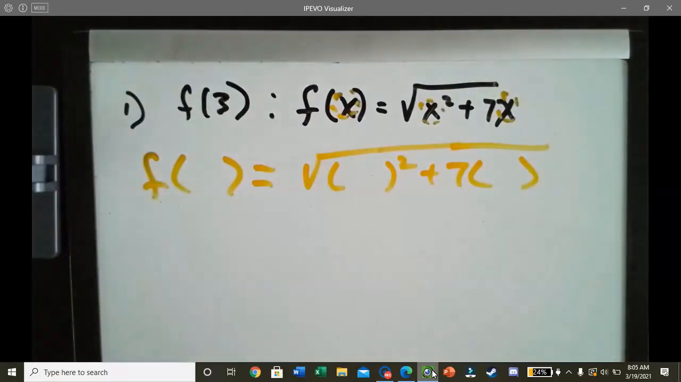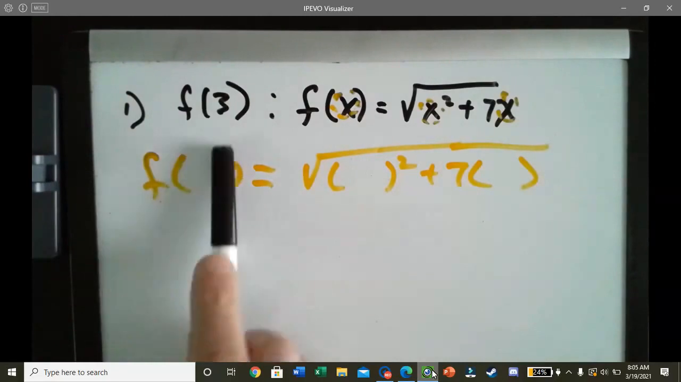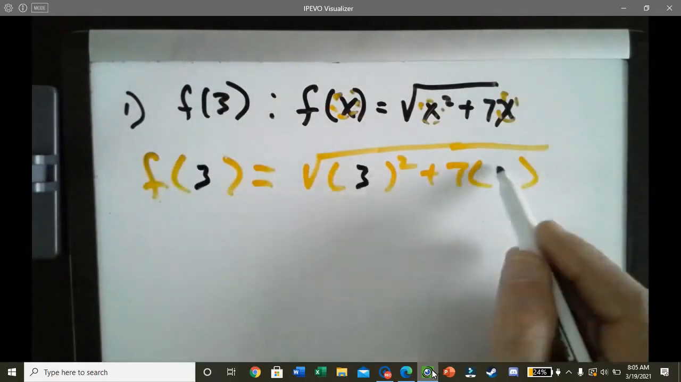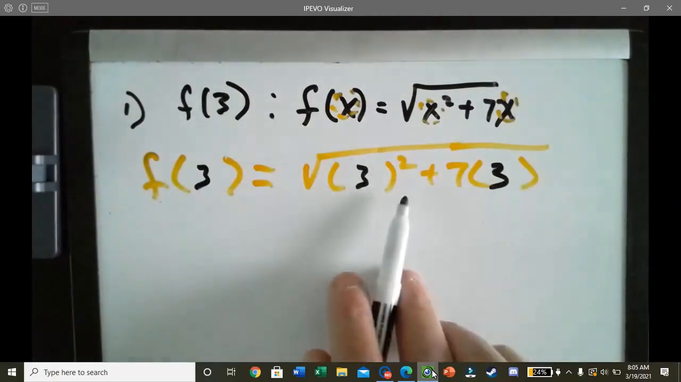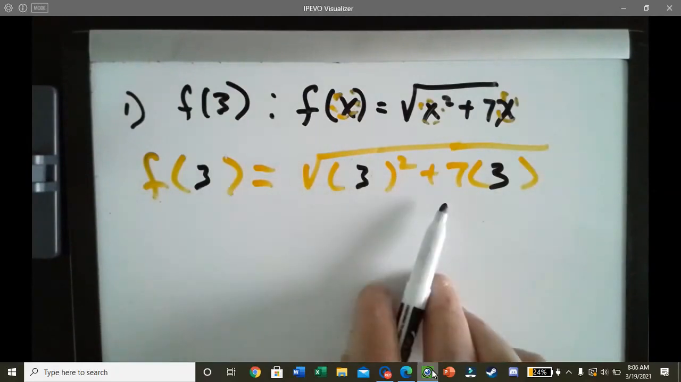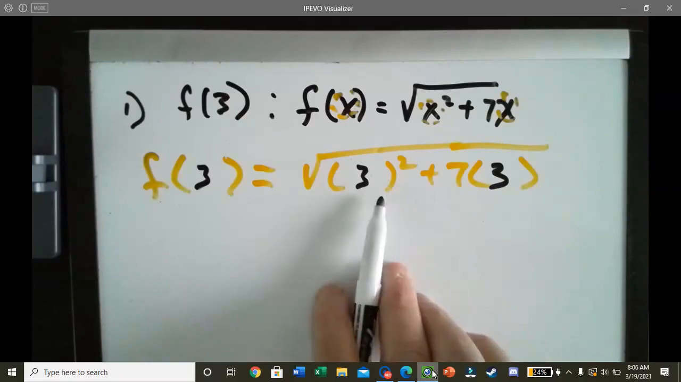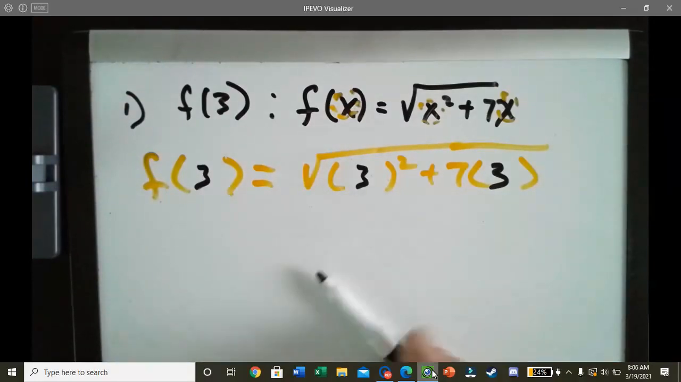And then what's going to go in here for x? 3. So put 3, 3, 3. Okay? So now the square root is like the order of operations, right? It's like parentheses. So what are we going to do first? We're going to simplify inside the radical, right? Because that's like parentheses. So we're going to square first or multiply first?